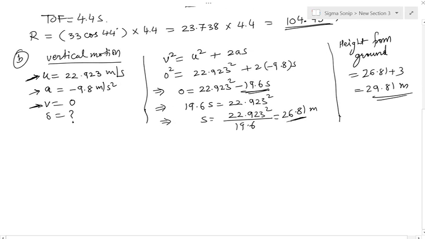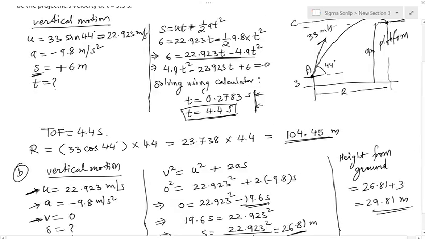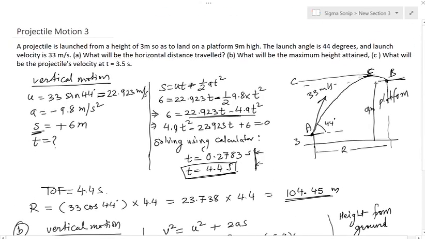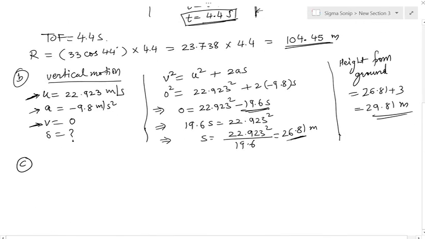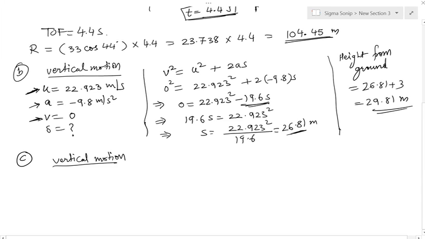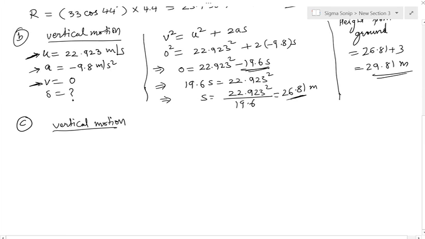Now part C is asking us to find the projectile's velocity at t equals 3.5 seconds. As we discussed earlier, the horizontal component of the velocity is always the same, it's the vertical component that changes. So all we need to do is find the vertical component of this object at t equals 3.5, and then vectorially add that to the horizontal component. So the vertical motion we are considering, and using this vertical motion we will find the velocity at t equals 3.5 seconds.